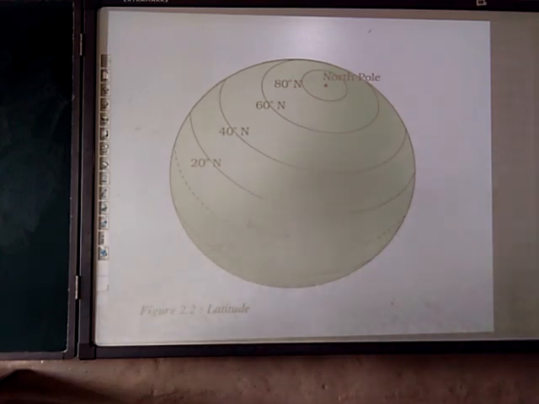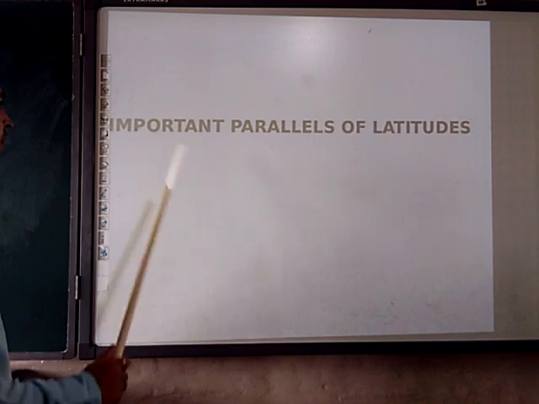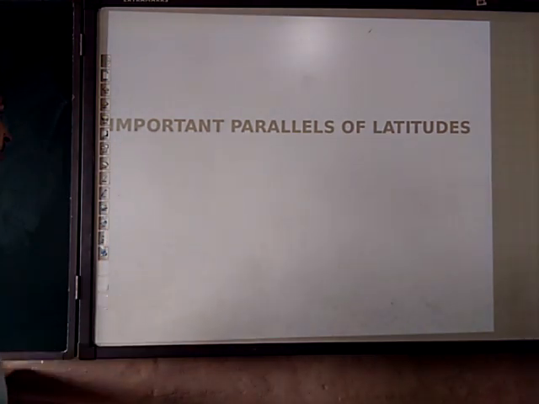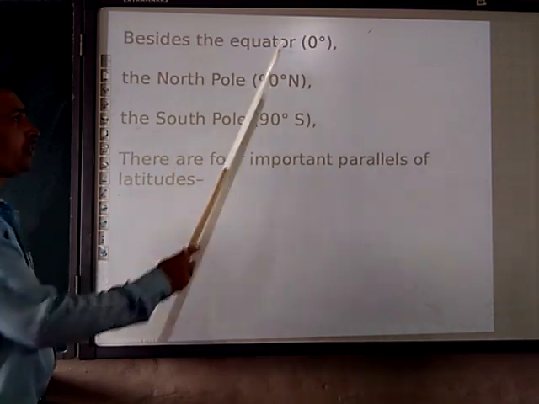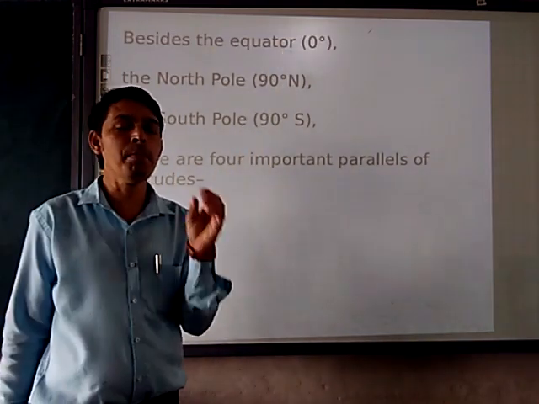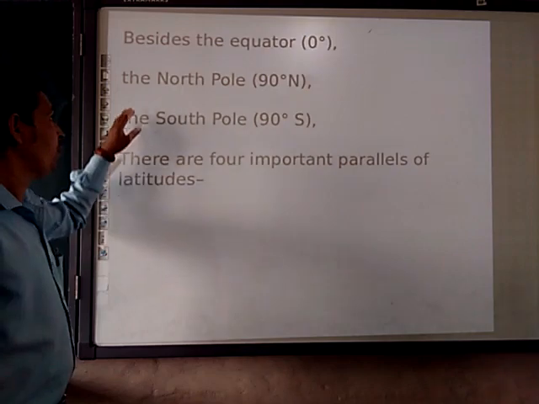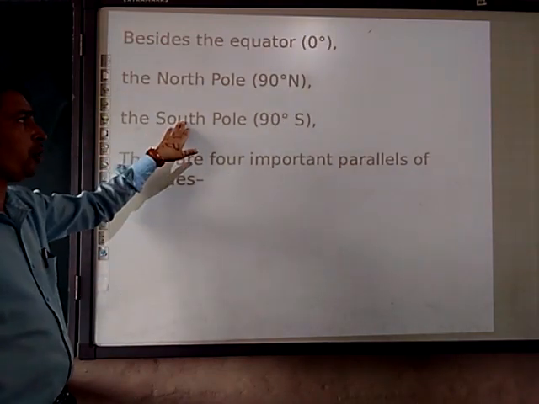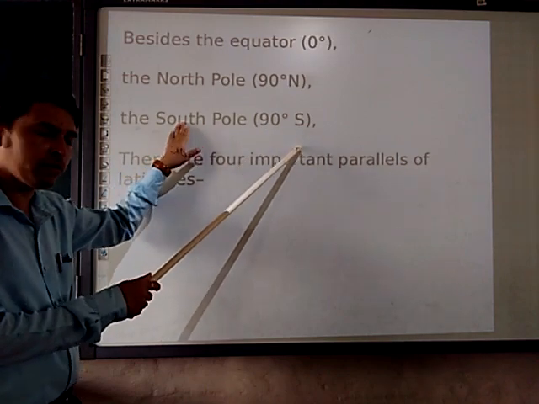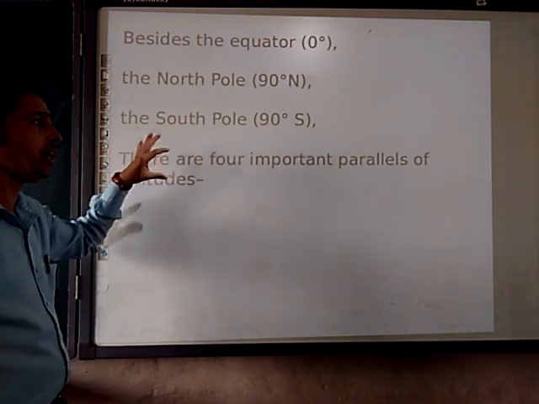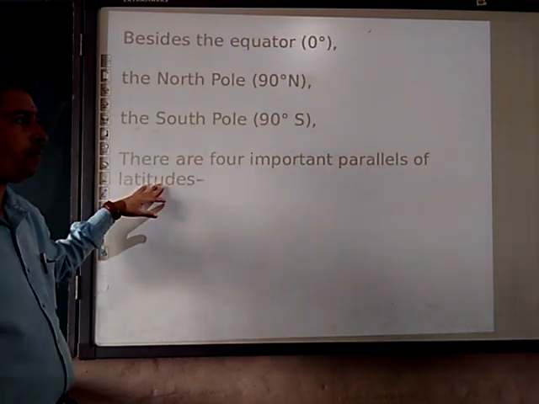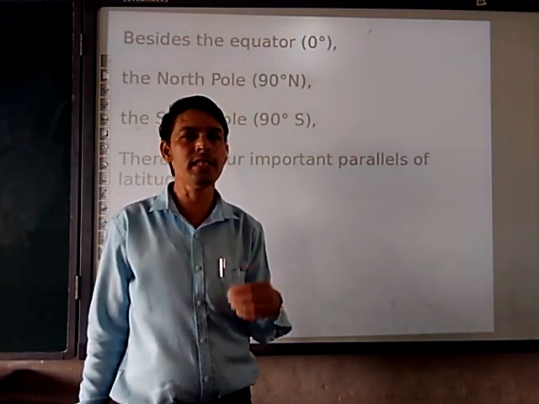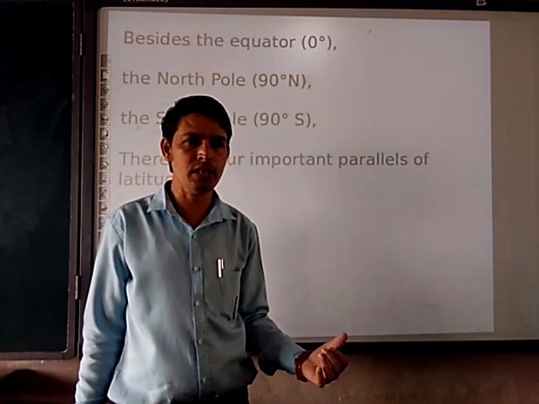After that, we are going to see the important parallels of latitudes. First, besides the equator, we have some important latitudes. The North Pole indicates 90 degrees north. The South Pole indicates 90 degrees south. Then there are 4 important parallels of latitude. Very, very important latitudes. They are 4 and we are going to see them.